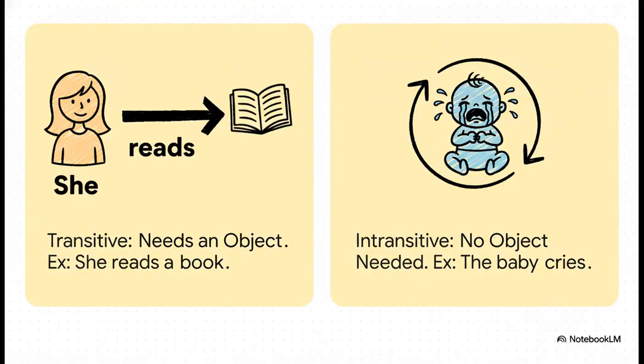Let's use our new superpower. Look at the first sentence. She reads. Now ask the question, reads what? And boom, the answer is right there, a book. Because we got an answer, reads is a transitive verb. It transfers its action to an object. Now try the second one. The baby cries. Cries what? Cries whom? Nothing. The sentence doesn't give an answer. The verb's meaning is totally complete by itself. That makes cries an intransitive verb. See? So simple, but so powerful.